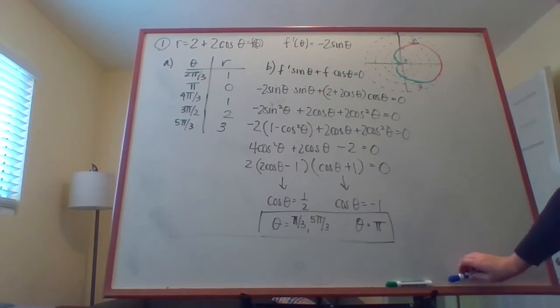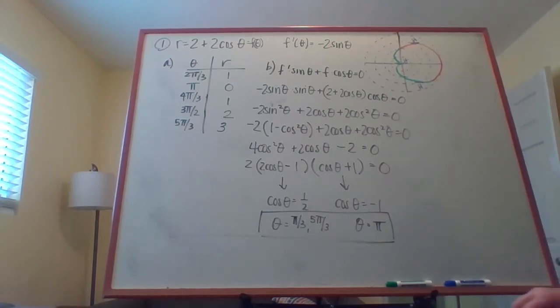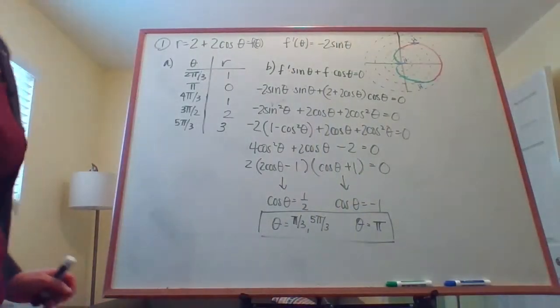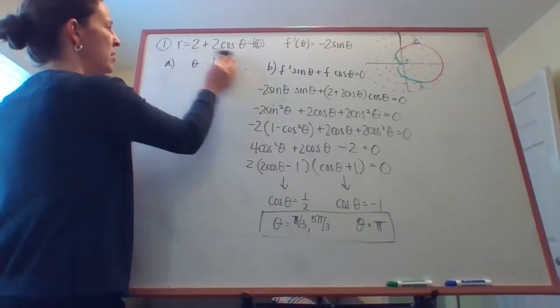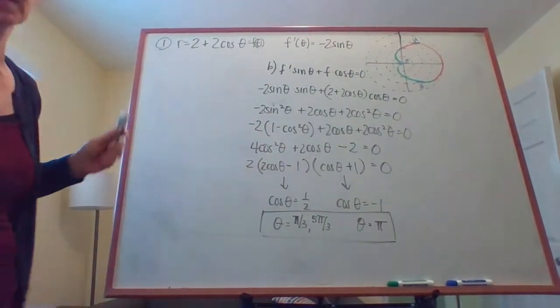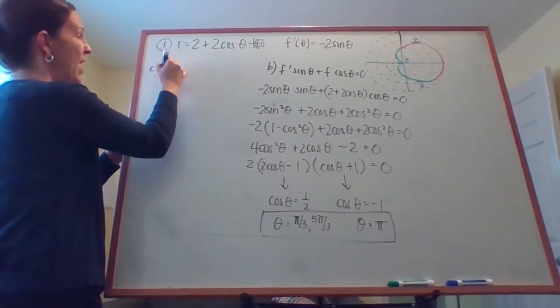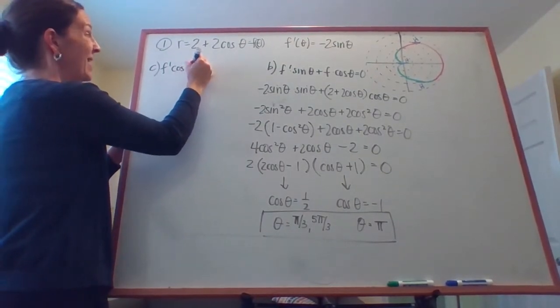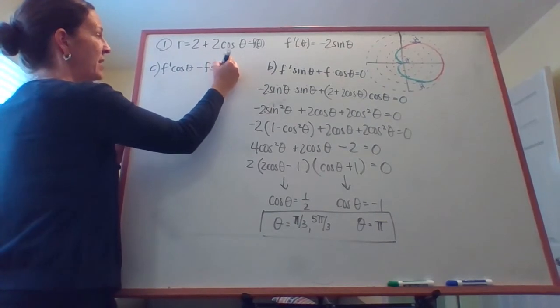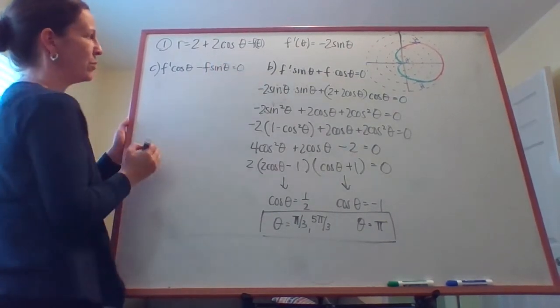Okay, that's an angle of pi. Okay, that's 1B. Now let's take a look at 1C. Similar approach, except this is the bottom of the slope function, which is going to be f prime cosine theta minus f sine theta, and setting that equal to 0.